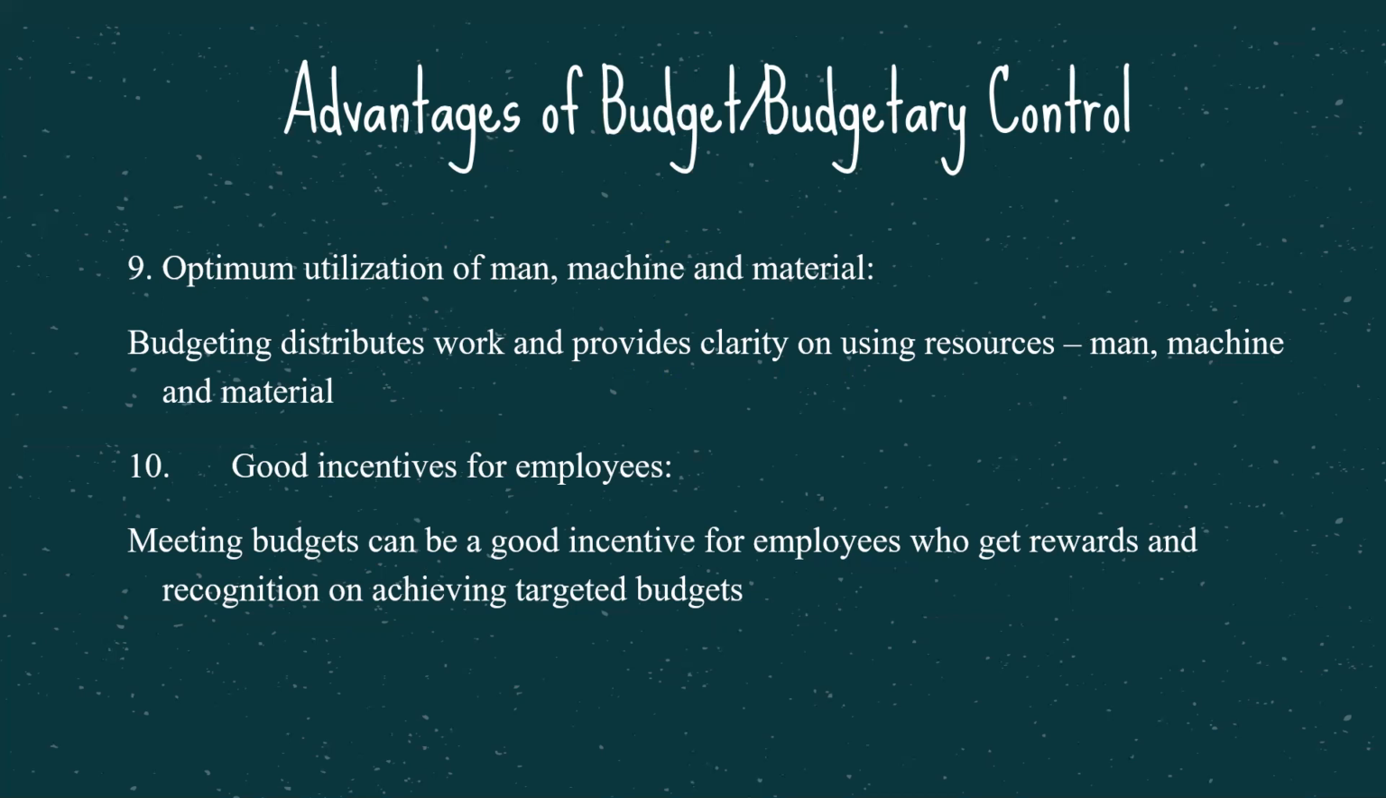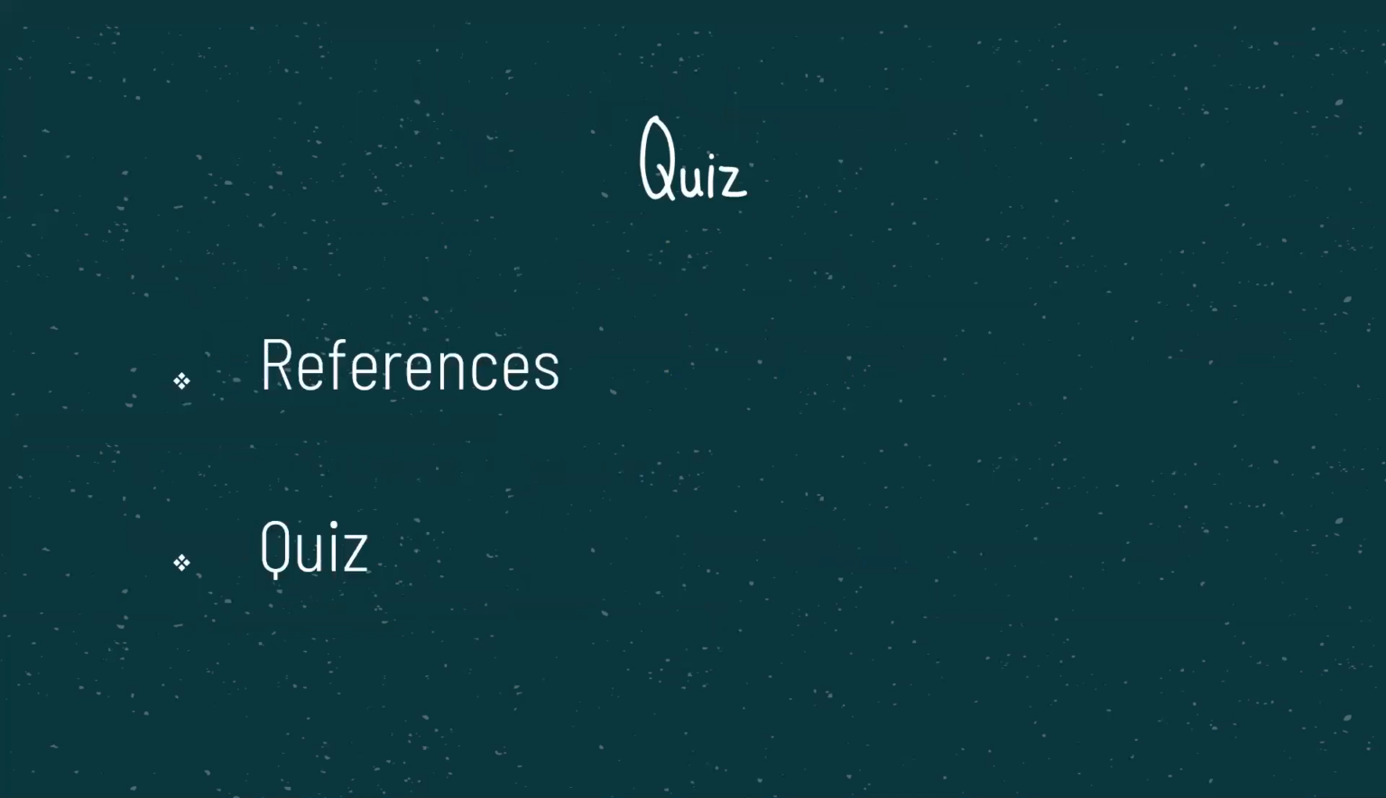So the entire culture of the organization becomes better because obviously you are rewarding the right people or the departments, and if the hotel does well, everybody does well. So that's incentive for employees. So this is what we wrote in the advantages of budgets and budgetary control.